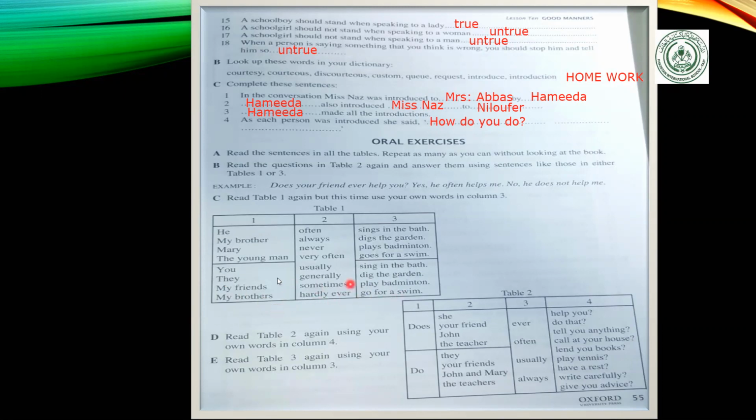Now, dear students, here you can see usually, always, and so on. Next, read the questions in table 2. Here we have to read: Does she ever help you? Now here we have a simple sentence. In table 2, these are the sentences in question form, or the interrogative sentences, in other words.